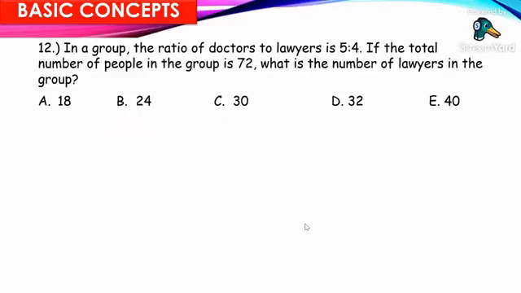Okay, let's have problem number 12. In a group, the ratio of doctors to lawyers is 5:4. If the total number of people in the group is 72, what is the number of lawyers in the group? Okay, when the problem is also a ratio, there is an easy way to solve this. In a group, the ratio of doctors to lawyers is 5:4. So it is asking for the number of lawyers in the group. So comment down your answers.